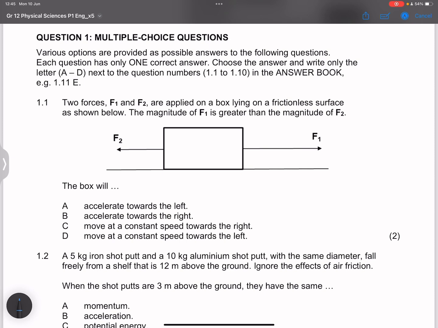Note in this case, it will definitely accelerate because there is a net force. So it will accelerate in the direction of the net force, which would be the direction of F1, since we are told that F1 is greater than F2. So it will accelerate to the right. So the correct answer there should be B.